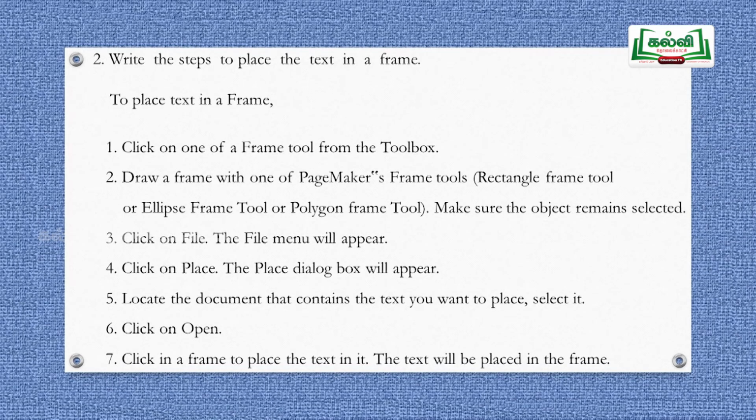Click on one of your frame tools from the toolbox. Draw the frame with one of PageMaker's frame tools. You have many frame tools: rectangle frame, ellipse frame, polygon frame. You have to select any frame. Usually, they will select the rectangle frame tool, which is a famous frame tool. What does the frame tool mean? Within that frame, the text will be there.